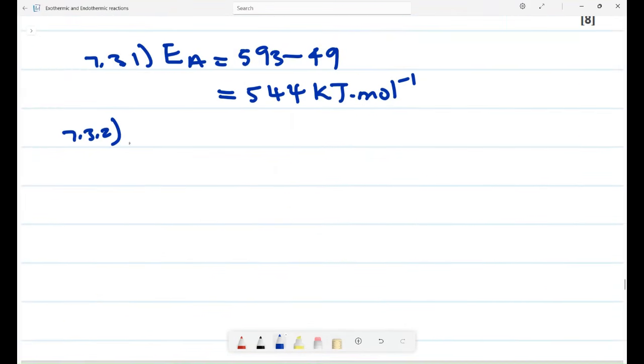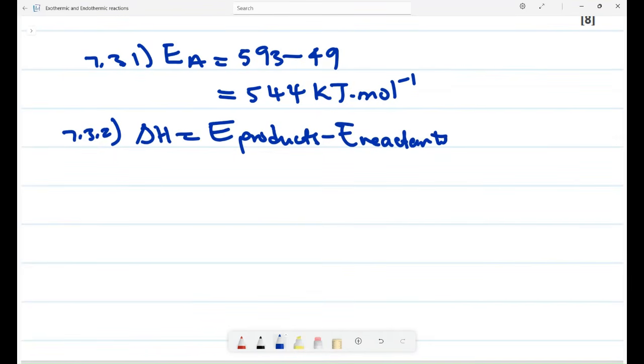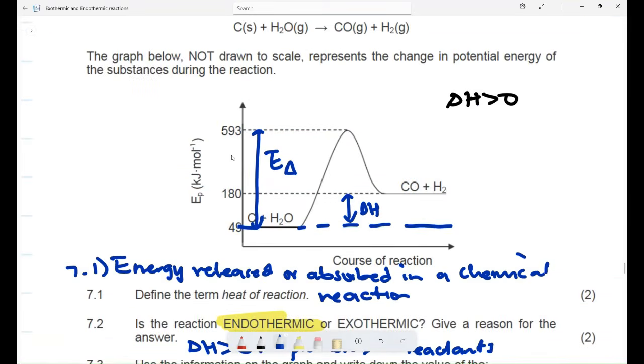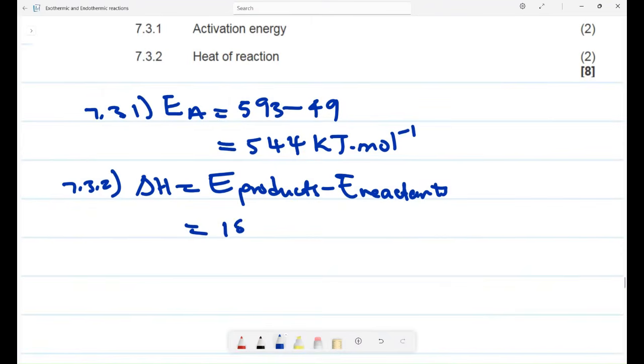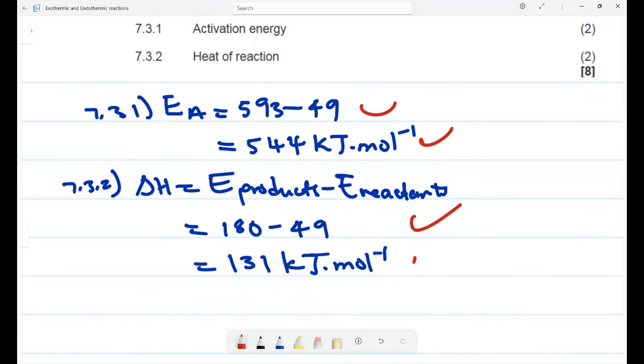Then 7.3.2, the last question. Heat of reaction. Remember, heat of reaction is change in H. I said to you, the formula is not important, but just to remember, it is the energy of the products minus the energy of the reactants. How much is that? Our product is 180 minus our reactant, which is 49. 180 minus 49, it is something like 131 kilojoule per mole. For easy 2 marks, substitution and answer.